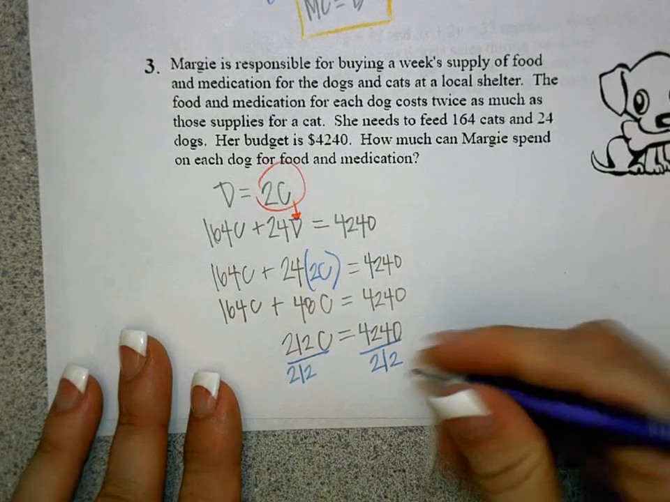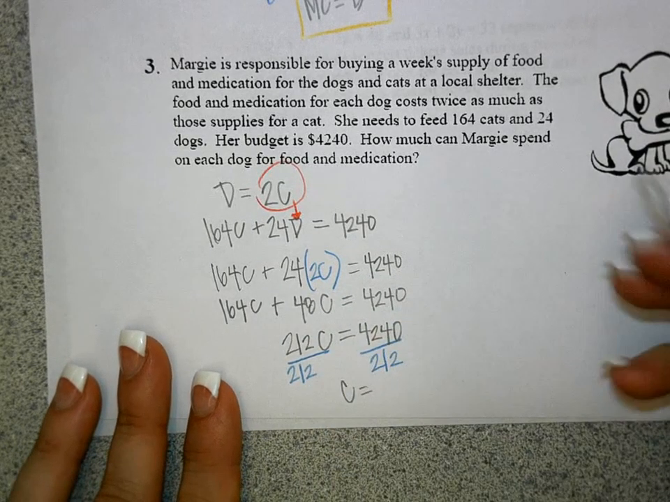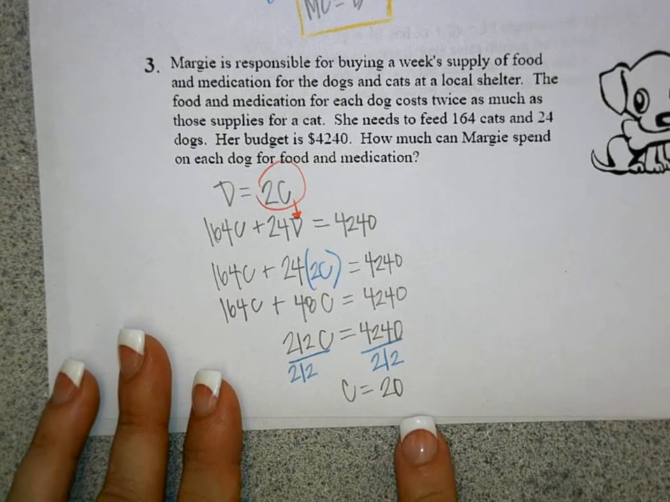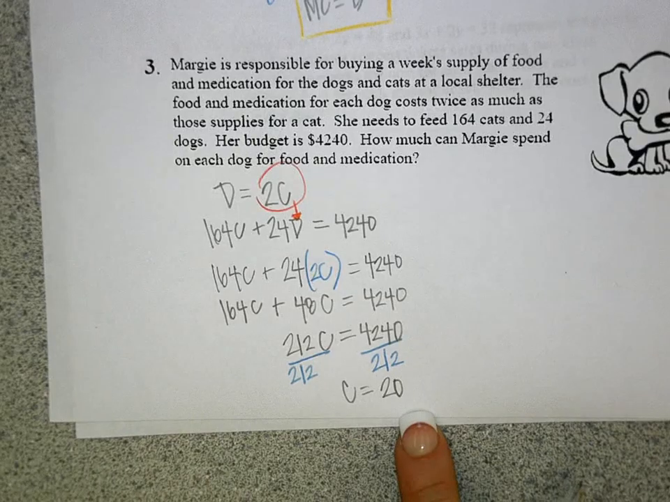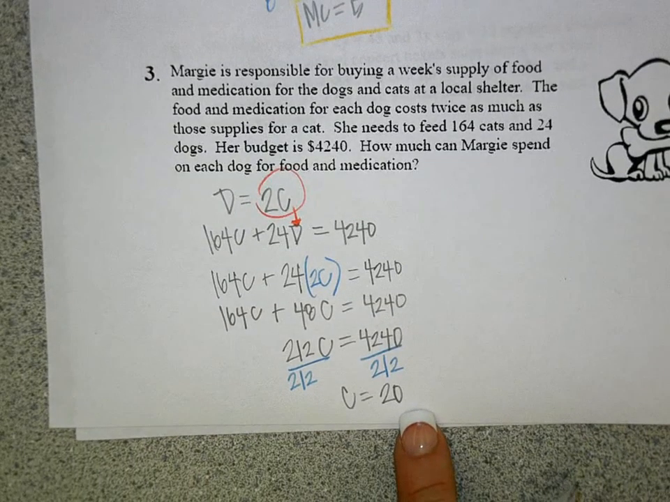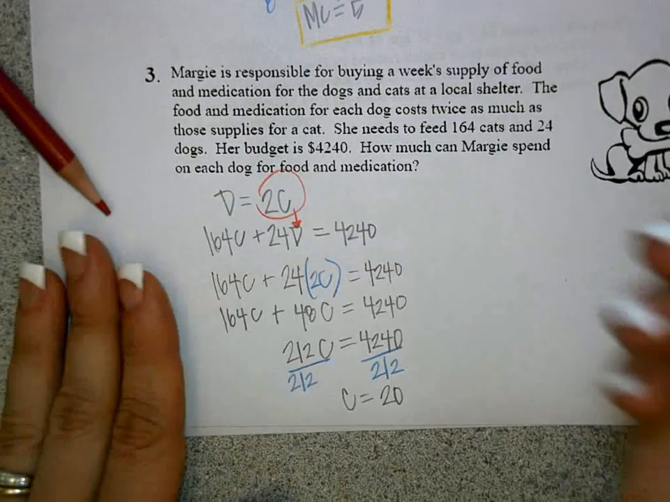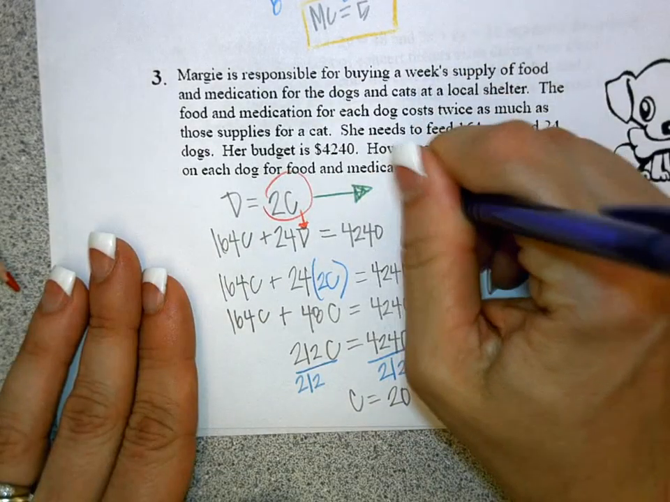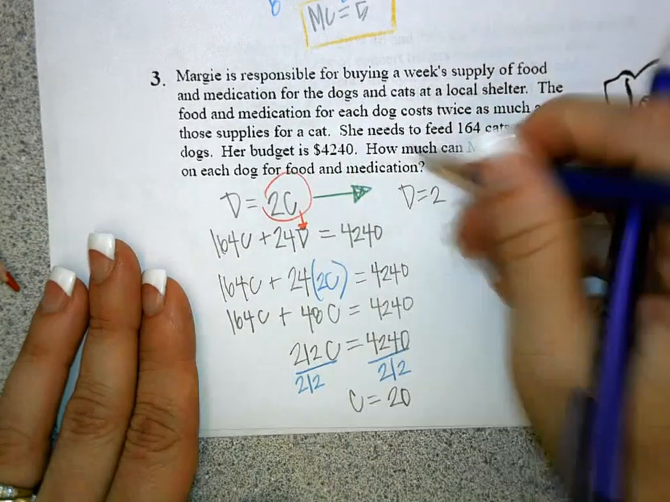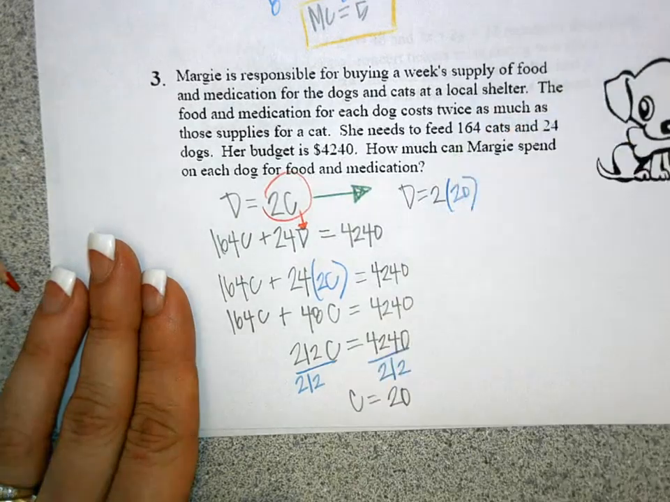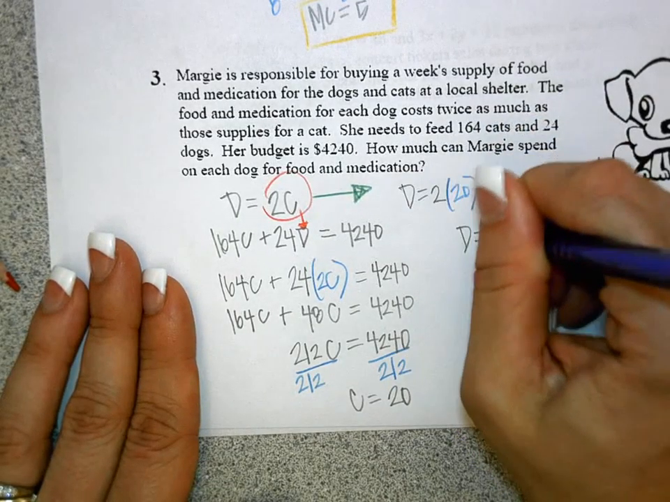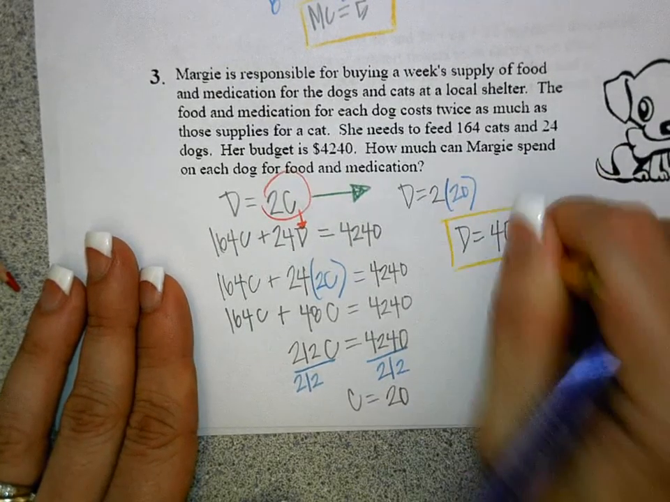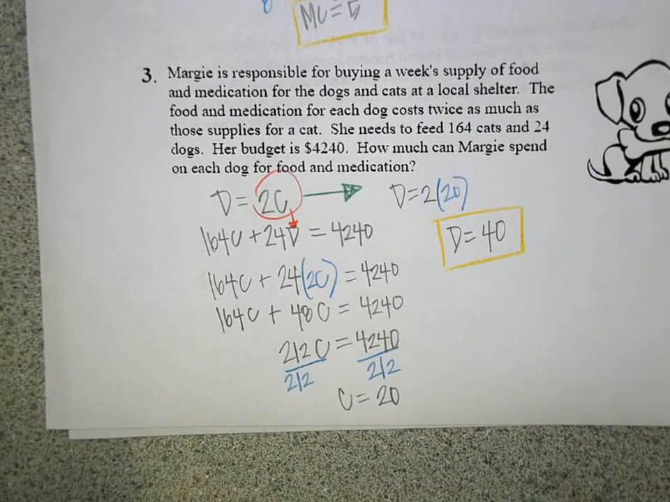These are going to come out nice numbers, okay? So C equals, if you divide that, it's 20. So for a cat, she can spend $20. How do you figure out how much she can spend on a dog? You plug it in, which, yes, you're going to end up doubling it. Dog is equal to 2 multiplied by whatever it costs for a cat. So for a dog, she can spend $40. She can spend $40 on each dog.